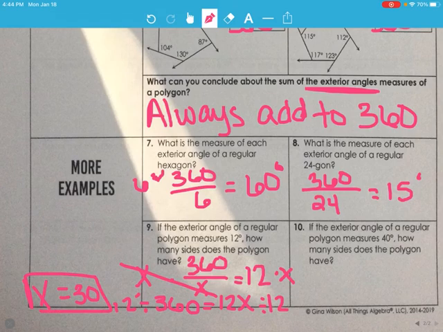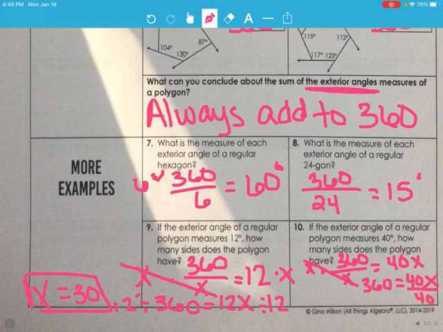Same thing for number 10. We don't know how many sides we have, but we know that each exterior is 40. So exterior always makes 360. We don't know how many sides yet, but we do know each angle is 40. Multiply both sides by x. And then in this case, divide by 40. x would be 9. We would have a nonagon in this case.